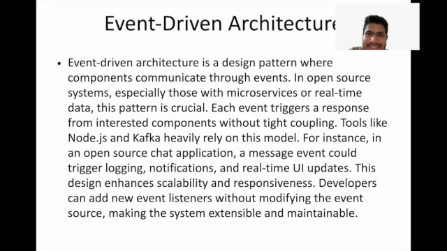Event-driven architecture is a design pattern where components communicate through events in open source systems, especially those with microservices or real-time data. This pattern is crucial. Each event triggers a response from interested components without tight coupling. Tools like Node.js and Kafka heavily rely on this model.